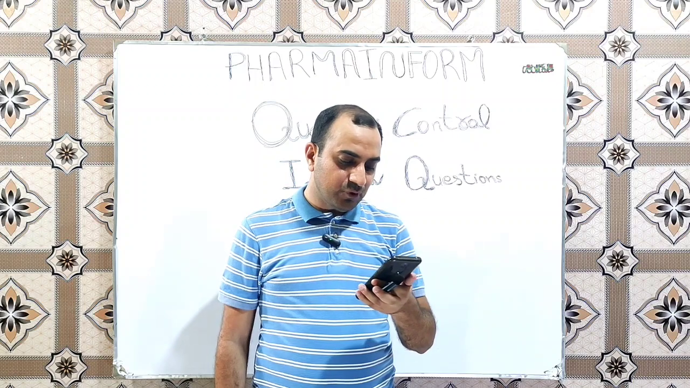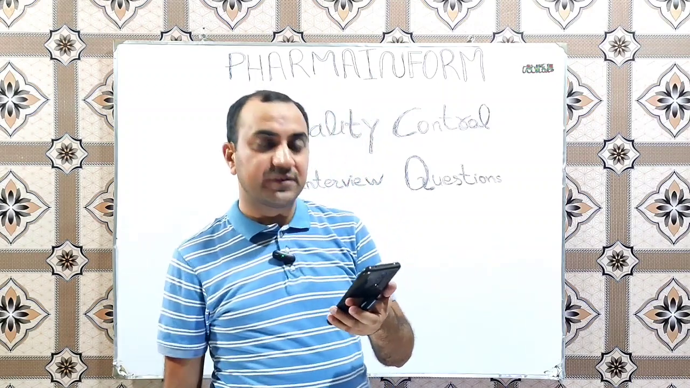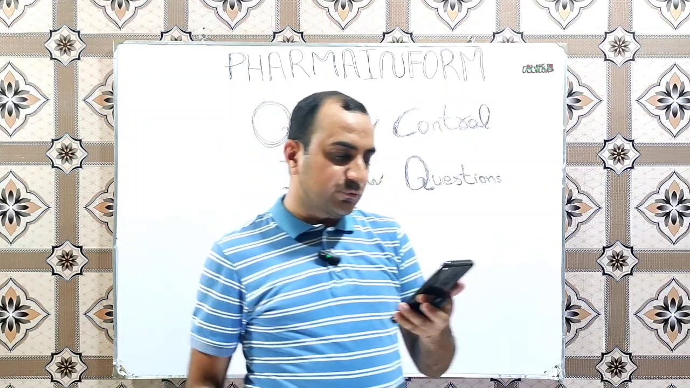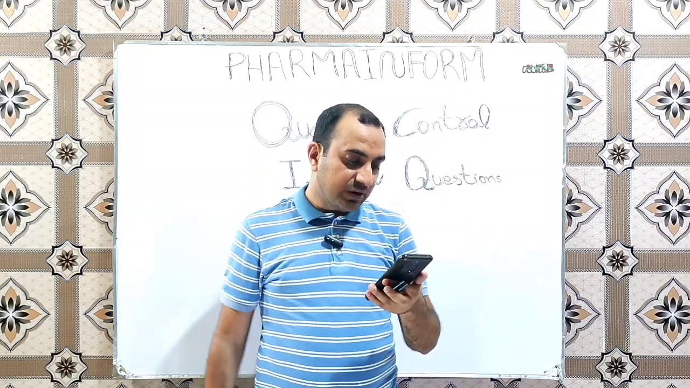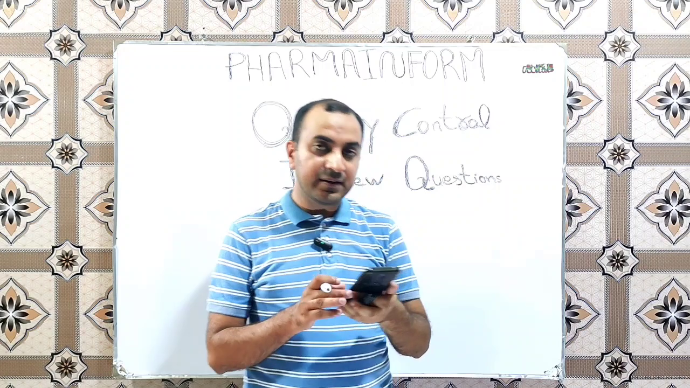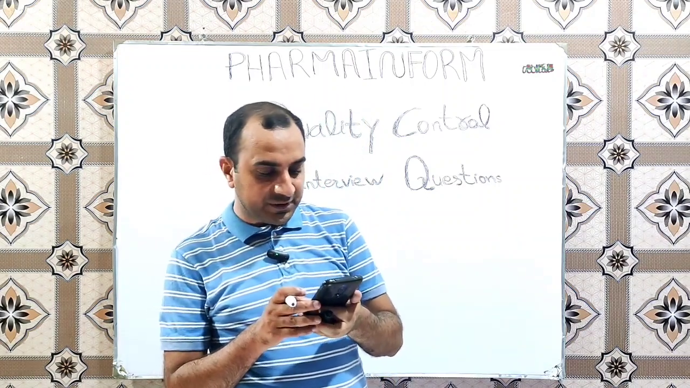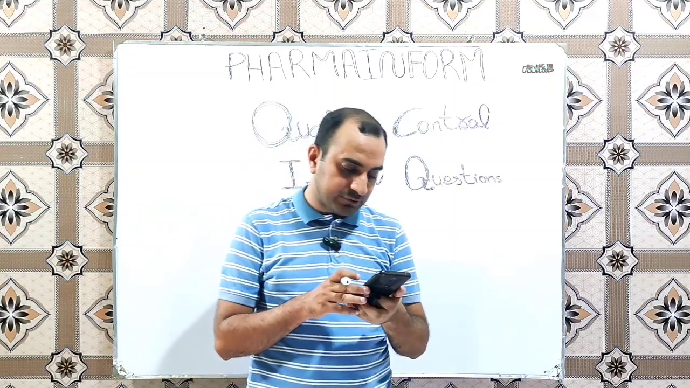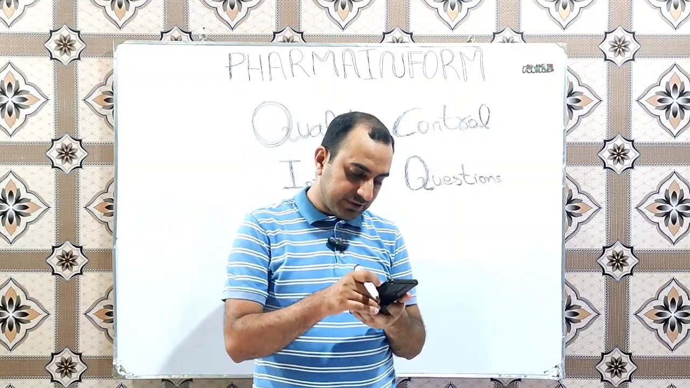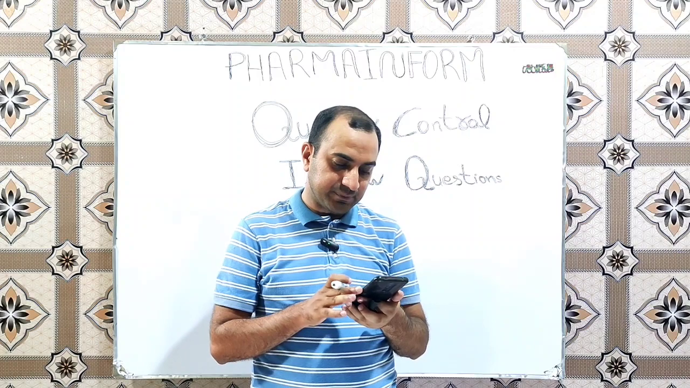Which light source is used for both UV and visible range? Xenon lamp is used for both UV and visible range. What is FTIR? FTIR is Fourier transform infrared spectroscopy and is used for the identification of substances.